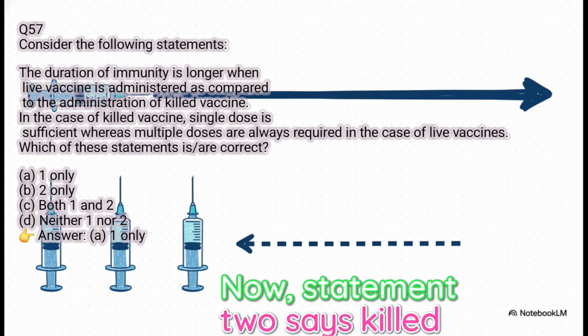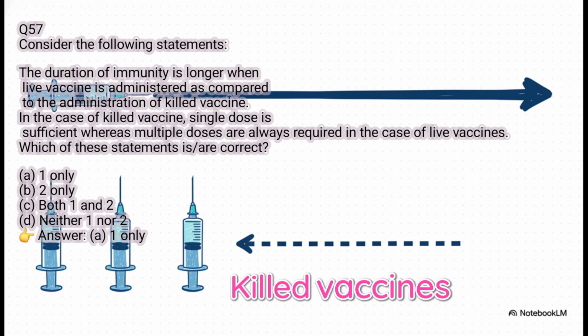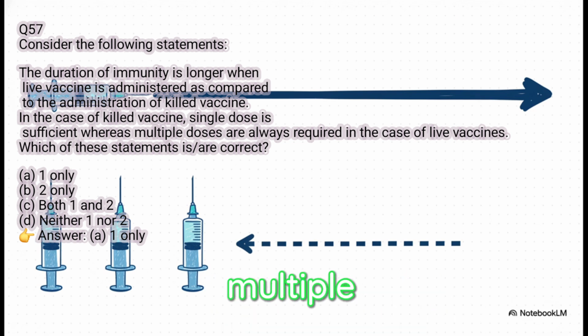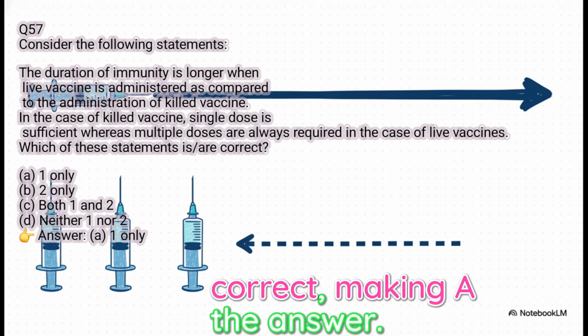Now, statement 2 says killed vaccines need a single dose, but live ones need multiple. Is that right? No way, it's the other way around. Killed vaccines are weaker, so you almost always need multiple doses and boosters. So only statement 1 is correct, making A the answer.